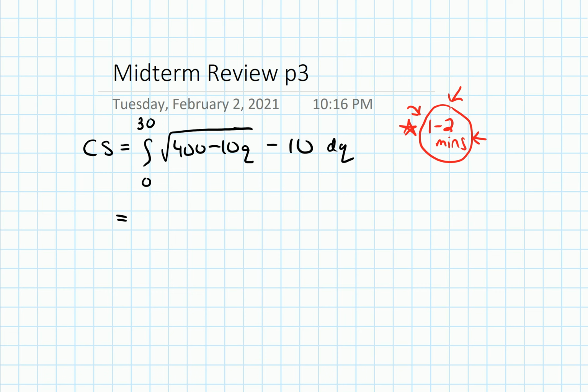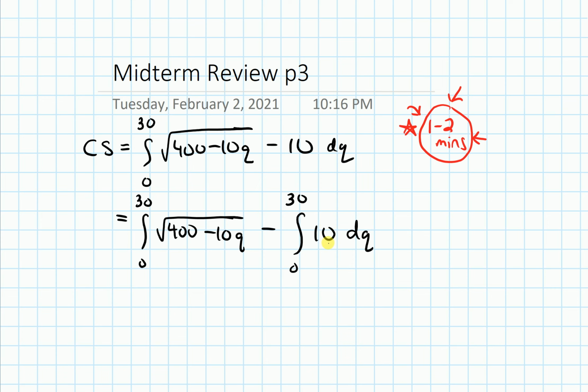So with this integral, we want to split it up into two pieces. 0 to 30 of the square root thing, 400 minus 10q, and then minus the integral from 0 to 30 of 10. And the advantage of doing that is the second integral is much easier to do. The antiderivative of 10 would be 10q. I would need to plug in 30 and 0. And that's easy enough to do. If I did that, I would get 300 minus 0, which is just 300. Okay, so that second one is not too bad.